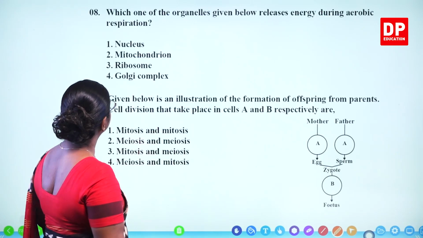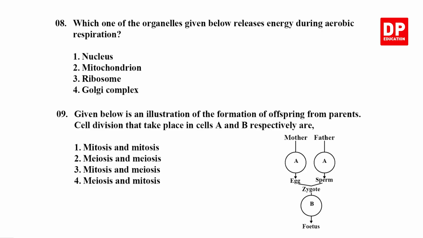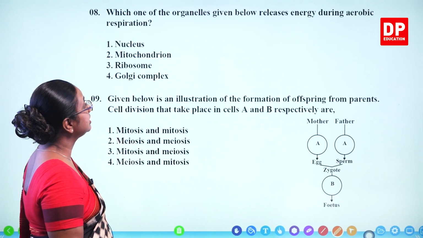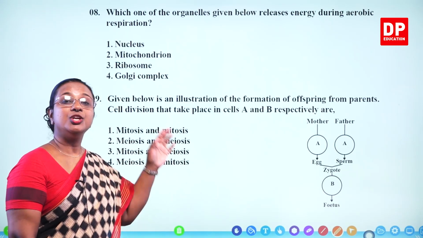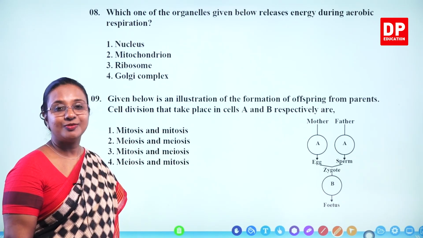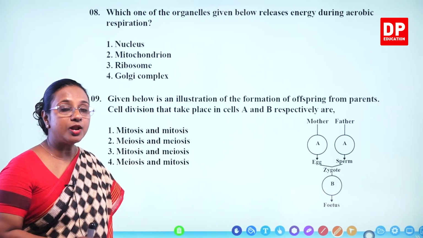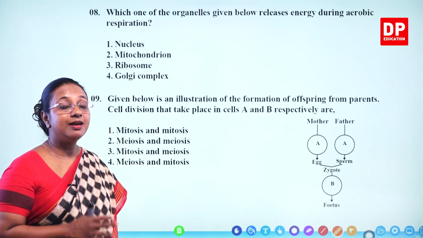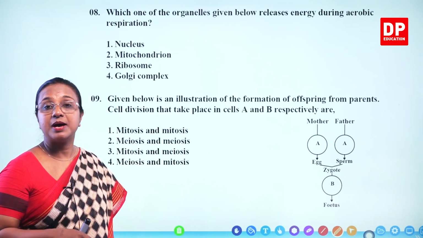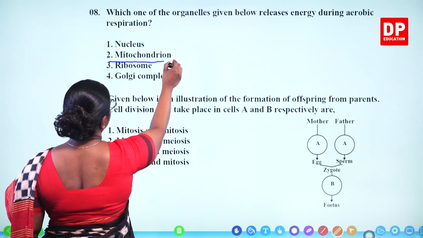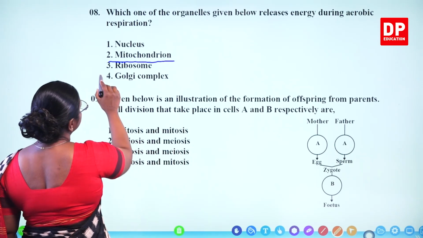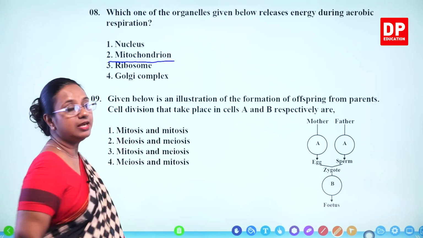The next question. Which one of the organelles given below releases energy during aerobic respiration? You know the answer to this question. And that is called the powerhouse of the cell. What is it? It's the mitochondria. Nucleus, second one mitochondrion, the answer. Then ribosome, Golgi complex.